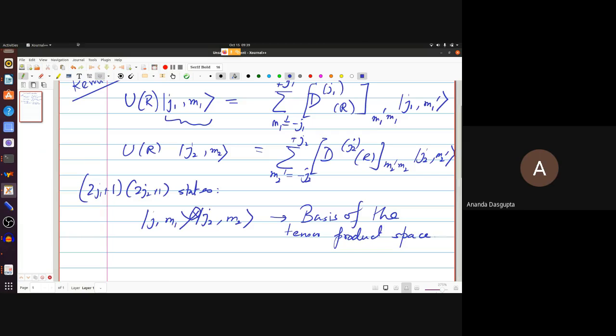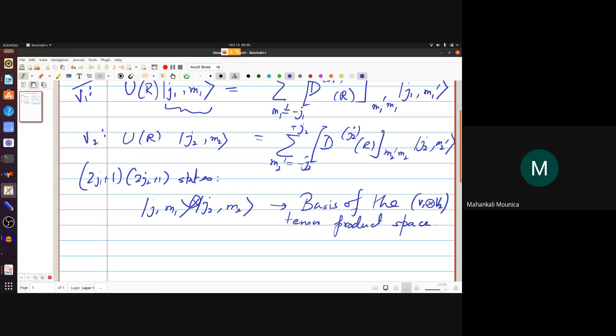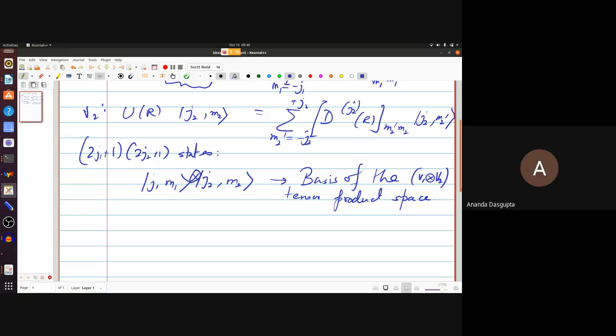Tensor product of these two spaces. You have two spaces here, V1 which was spanned by J1 M1, V2 spanned by J2 M2. This is really the basis of V1 cross V2. I hope all of this is familiar to you. Is it? Yes, sir. No? Okay, great.